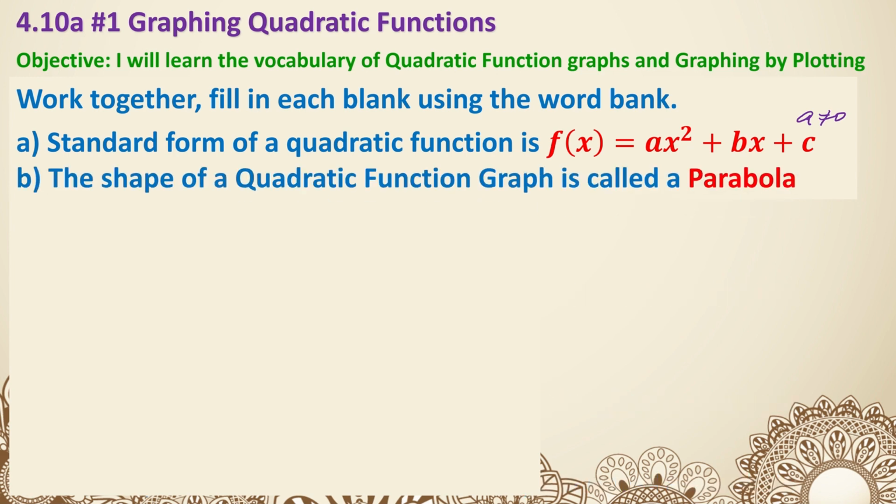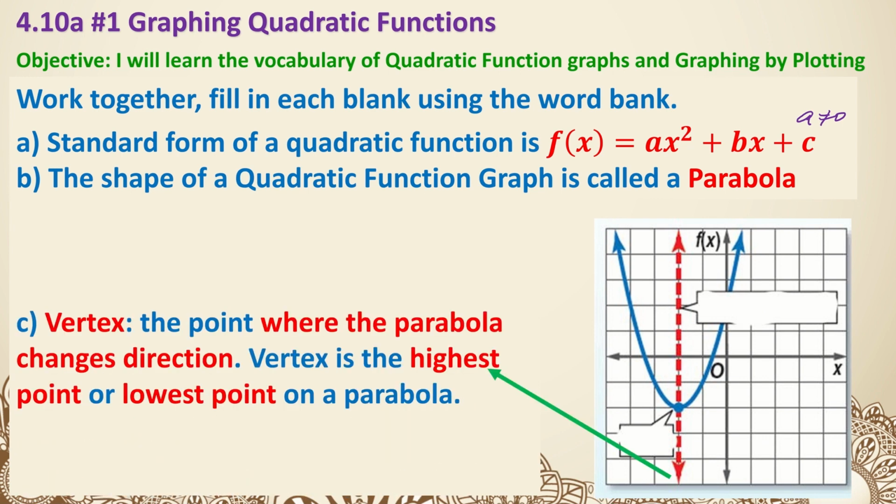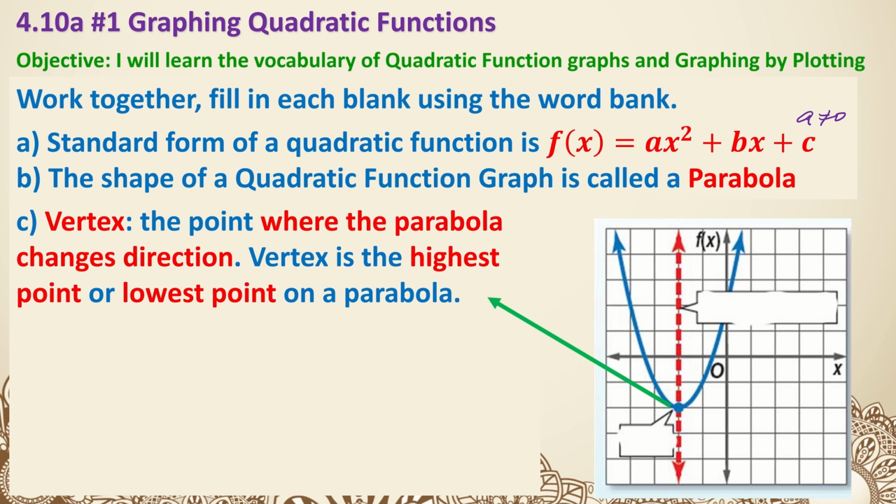Next, we had mentioned in the previous lesson, the shape of a quadratic function graph is called a parabola, not a parabola, it's called a parabola. And it typically looks like this. It's a parabola. Then C is a specific point. It's the vertex. Vertex is the point where the parabola changes direction. Vertex is the highest point or the lowest point on the parabola. In this case, it is the lowest point.